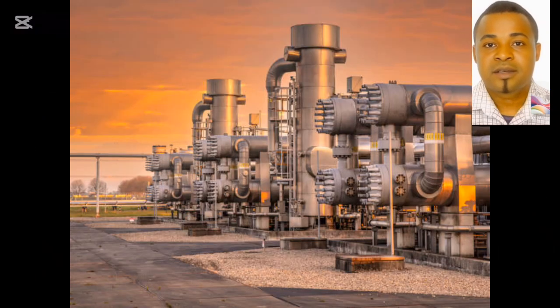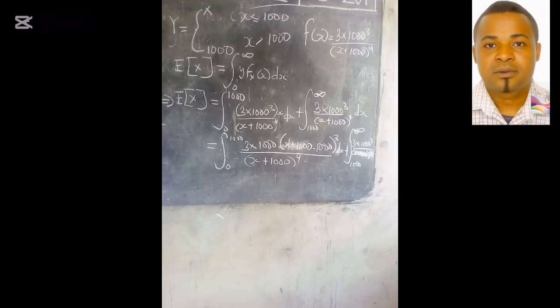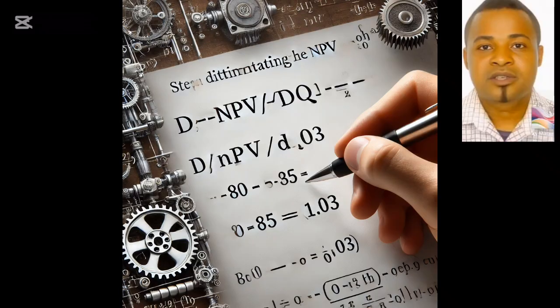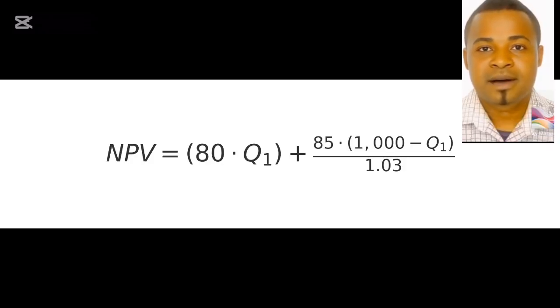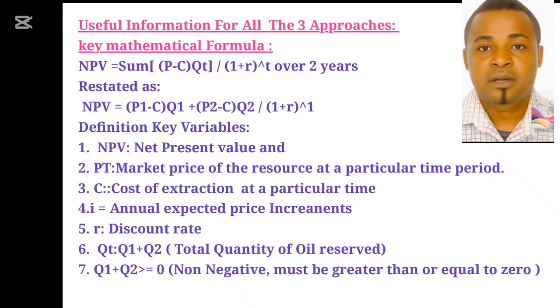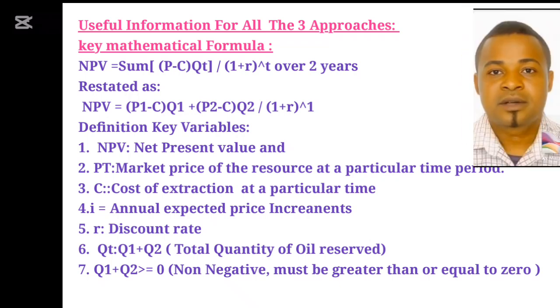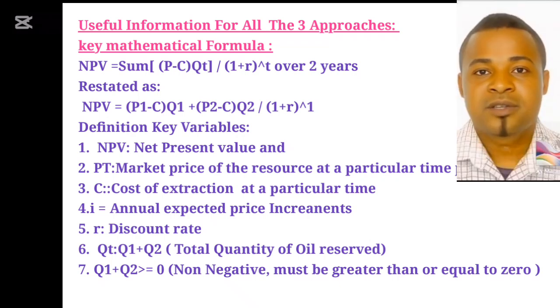Indeed, more specifically, intertemporal optimization provides the mathematical tools to make such decisions in an optimal and very efficient way. Meanwhile, at this point, I would want you to take note of the key mathematical formula heavily used in this endeavor. NPV equals the sum of (P minus C) times Q_t divided by (1 plus r) to the power of t, over T years. Or simply stated as NPV equals (P1 minus C) times Q1 plus (P2 minus C) times Q2 over (1 plus r) to the power of 1, and so on up to the required number of T years.